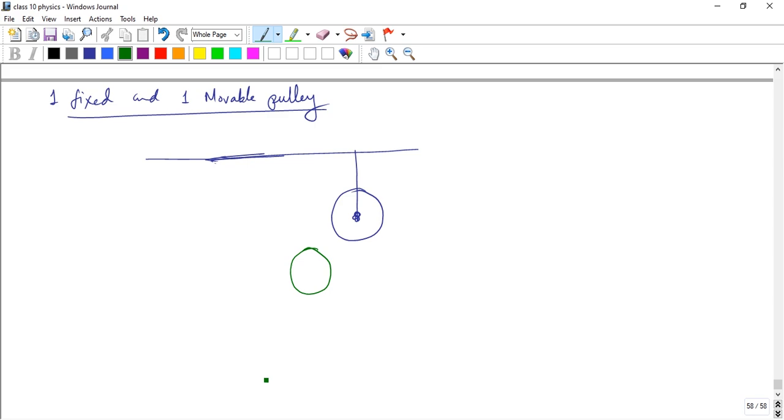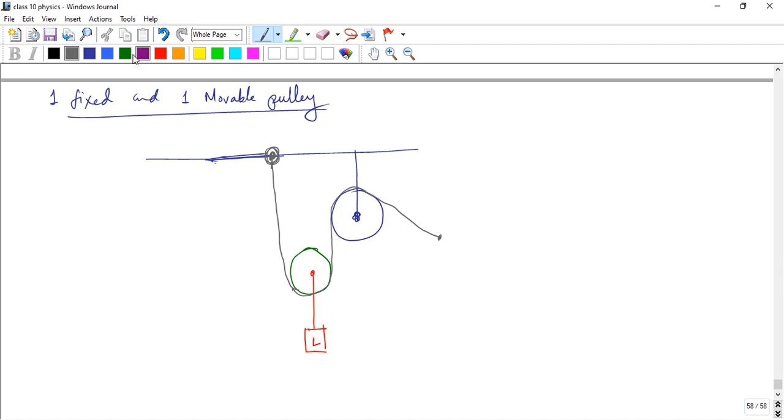That pulley is movable. Here the load is hanging from here. That is the load, and that rope is connected like this. One end of the rope is fixed here, so it actually goes that way and that way and goes here. That is one single rope, and one end of the rope is fixed here, the other end is free here.